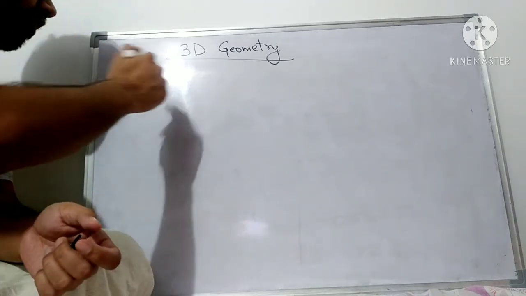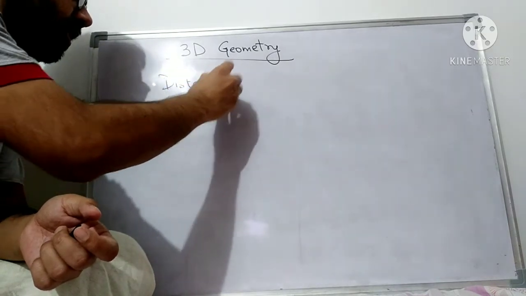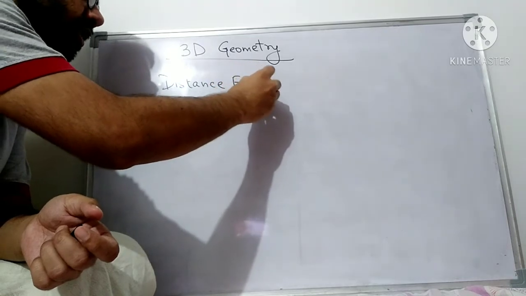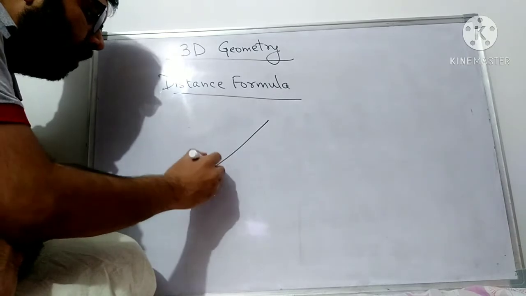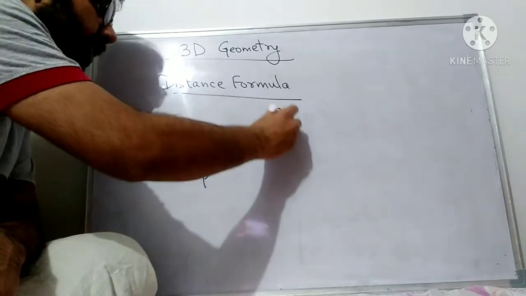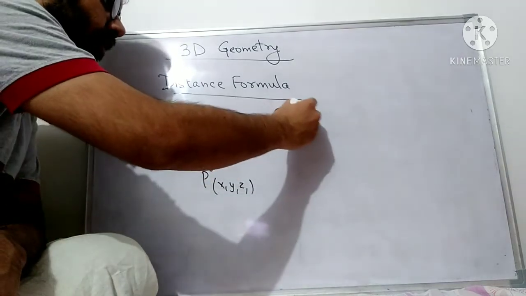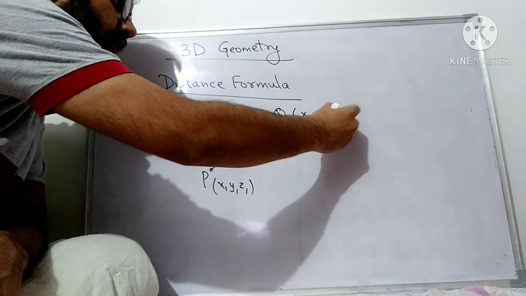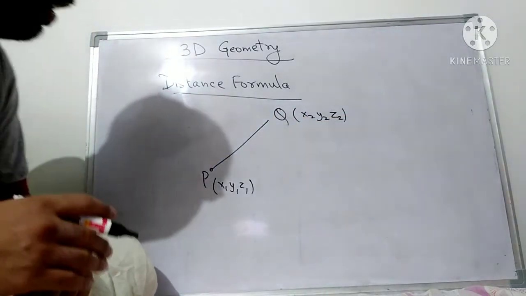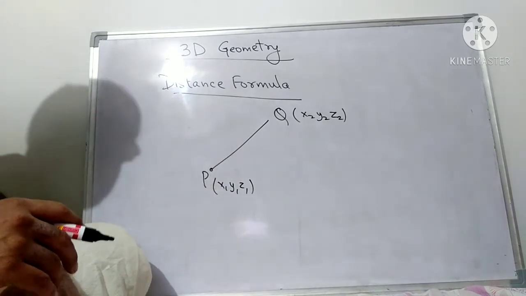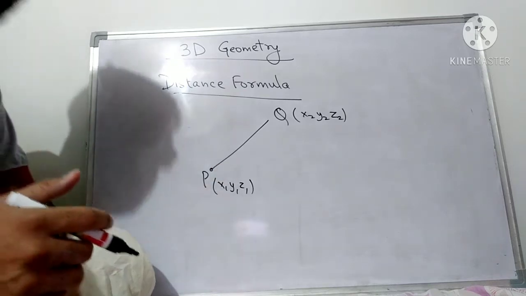As I told you in the class also, the first formula that is important for us is the distance formula, which is the formula used to find the distance between 2 points. Suppose we have 2 points, P and Q. Coordinates of point P are x1, y1, z1, and coordinates of point Q are x2, y2, z2. Like we use the distance formula for finding distance in two-dimensional geometry, the same formula we can use in three-dimensional geometry also.